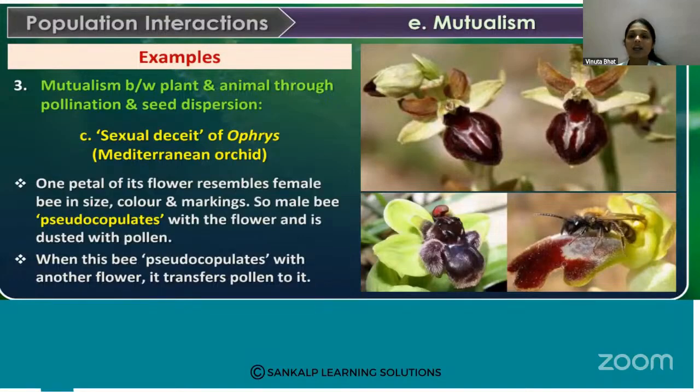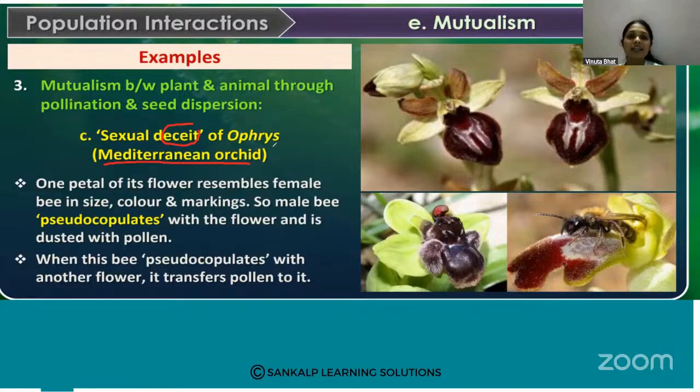Mediterranean orchid. So what is this sexual deceit? We can observe one petal of its flower resembles the female bee in size, color, and markings. So the male bee pseudo-copulates with the flower and is dusted with the pollen. So see here, that is called sexual deceit. Sexual deceit means fake sexual reproduction, which takes place in the Mediterranean orchid.